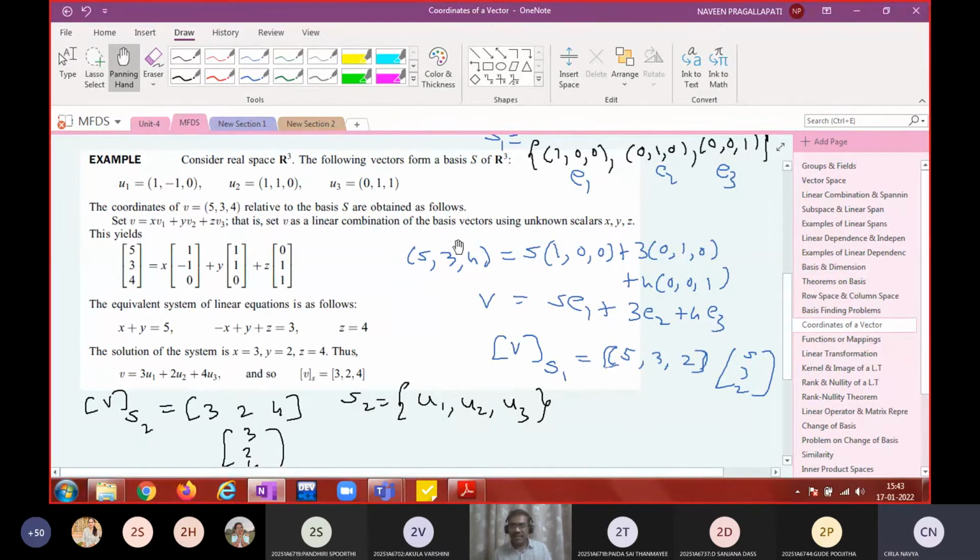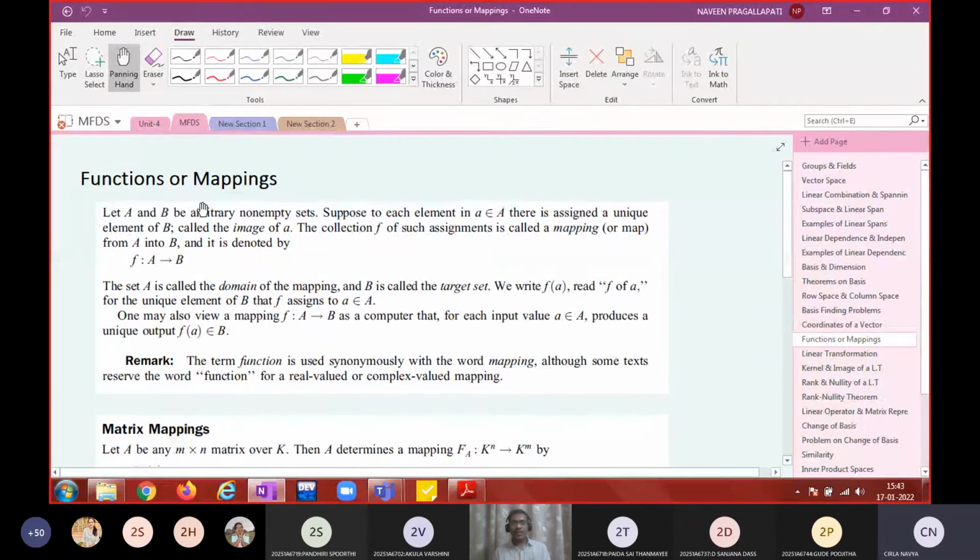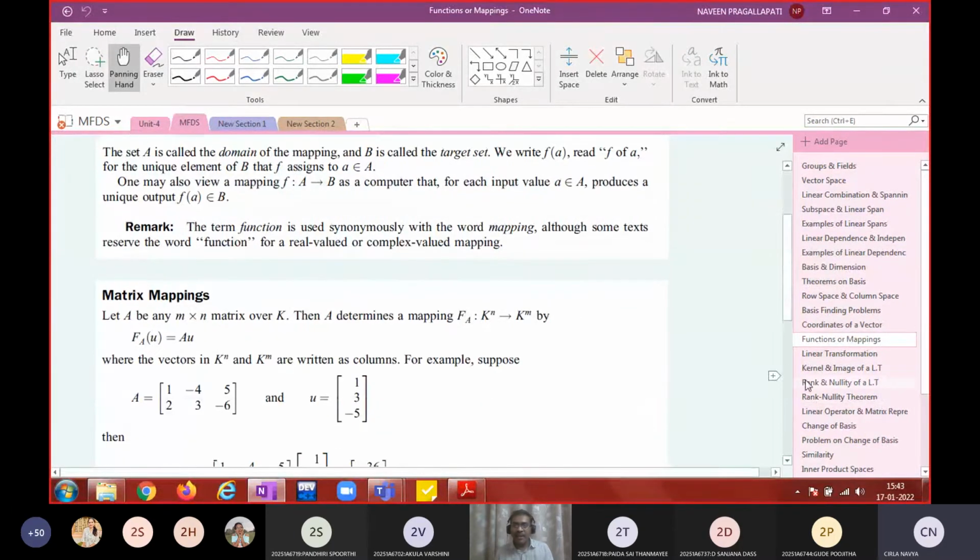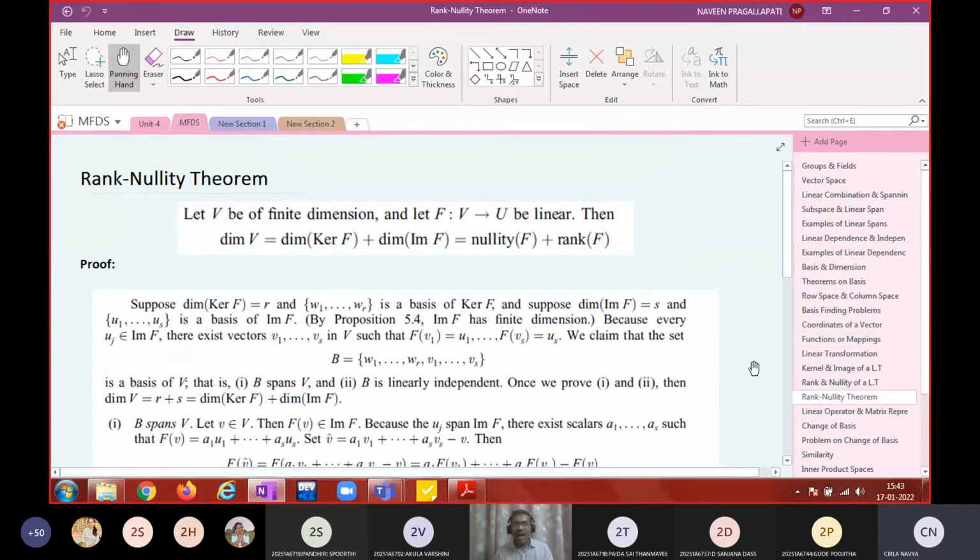Right. So in the next class, we'll discuss linear transformations and an important theorem called the rank nullity theorem. See, all these things we are discussing only to understand this theorem. All these concepts lay a foundation to understand this theorem. Otherwise, you cannot understand this. So it's a foundation that is required to understand this important theorem called the rank nullity theorem.